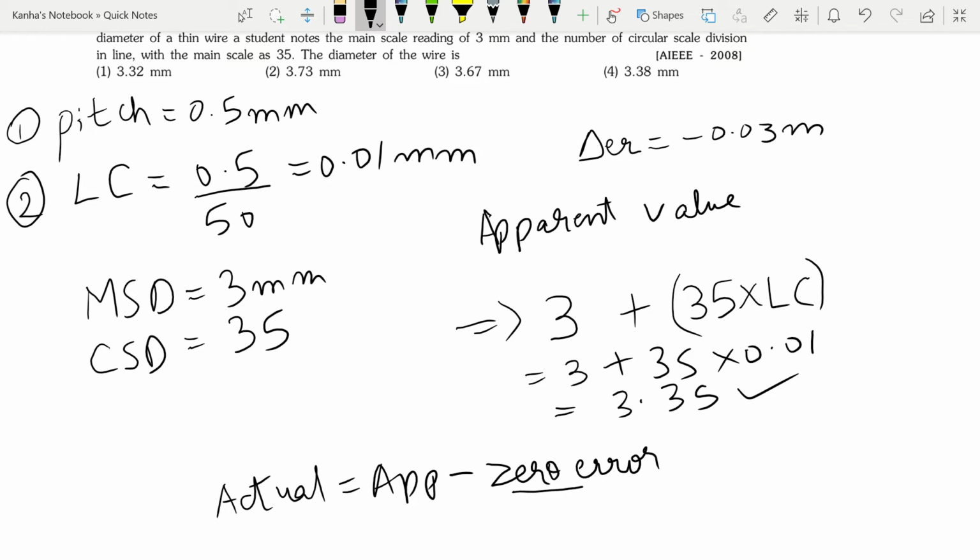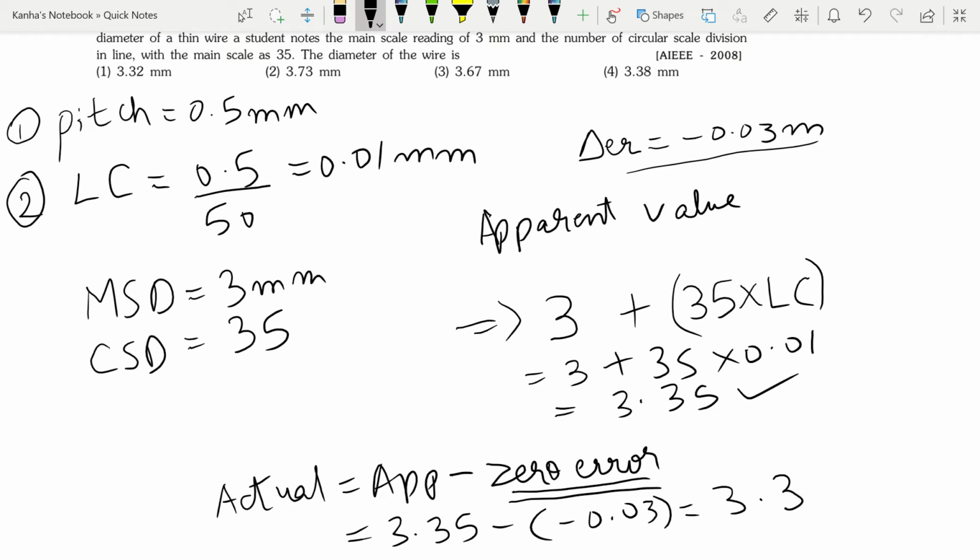Note the term that I'm using is zero error, not zero correction. Zero correction is the negative of zero error. It's generally not even asked in the paper. So your actual is apparent minus zero error. Now your zero error is given in the question as minus 0.03. So you just take that and you will get the answer as 3.38 millimeter. Okay.